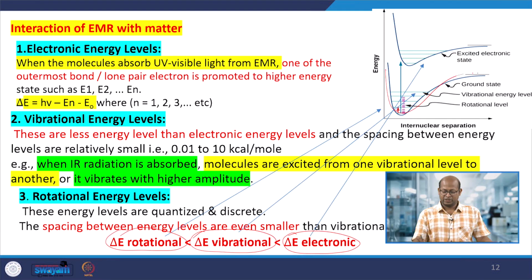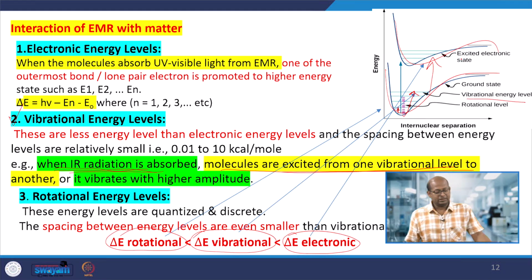From this we can see the ground state, and this is the excited state. So here electronic transitions may occur, or when it is vibrational, electromagnetic radiation in the vibrational range is absorbed, so there are vibrational changes in that molecule. For example, if IR radiation is absorbed by molecules, then molecules will be excited from one vibrational level to another vibrational level, or here you can see from the ground state to these vibrational energy levels, that are lower than electronic energy levels.